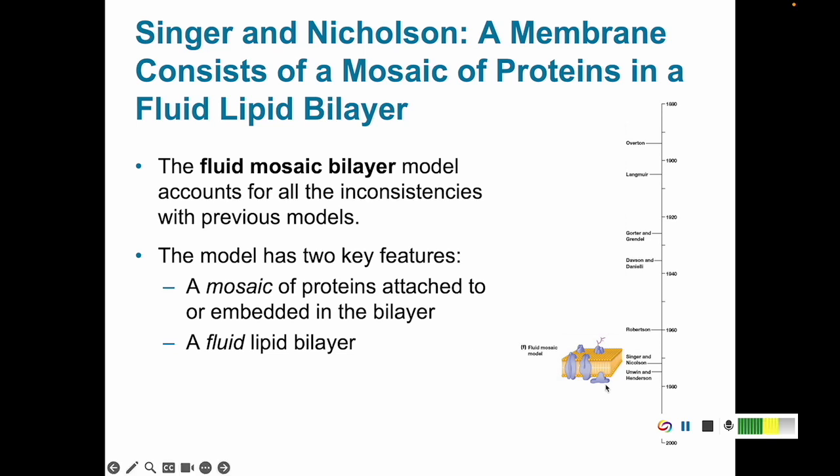There are a mosaic of different proteins that are embedded in the bilayer or attached to the bilayer. So by embedded, I mean they're actually shoved into it, or just slightly attached. It might just be a little bit in one side. It might just be without even going into the membrane. It might just be attached just on the surface of it. This is a model that we use today, the fluid mosaic model.